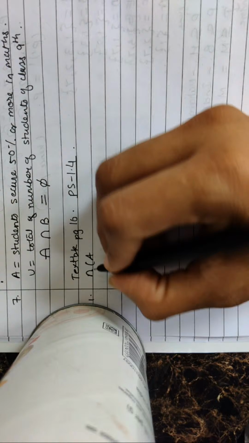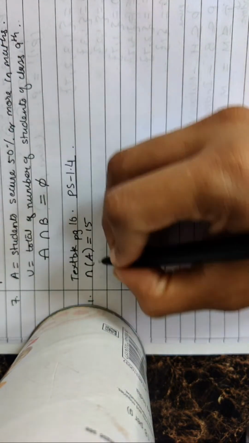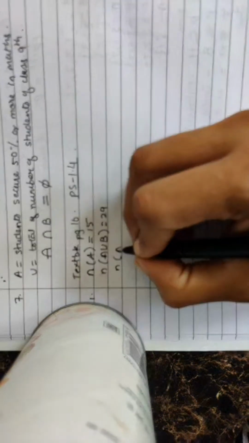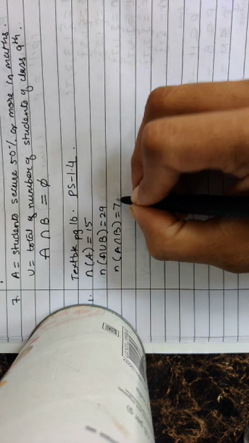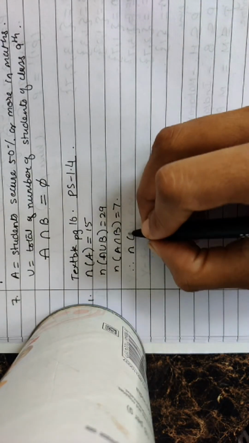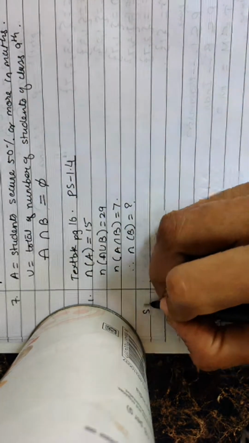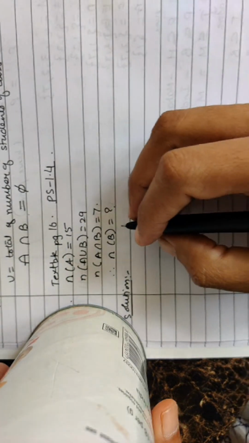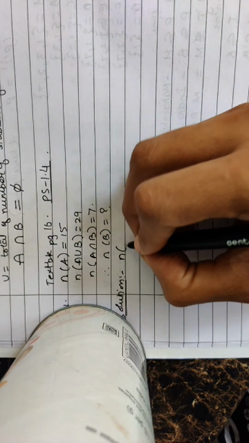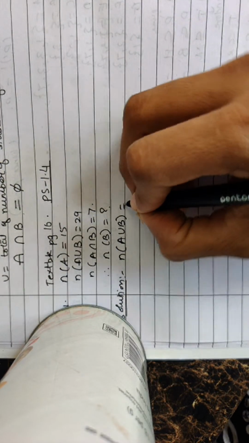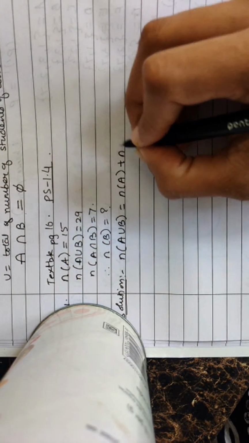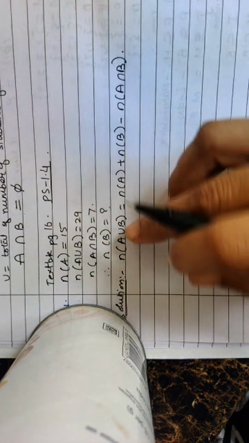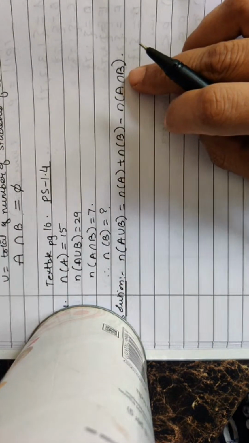Here we will read it. Number of elements in A is 15, number of elements in A union B is 29, and number of elements in A intersection B is 7. And the question is how many elements are present in B. So for this you have to remember a formula: number of elements in A union B is equal to number of elements in A plus number of elements in B minus number of elements in A intersection B. Remember, first write the union and in the end write the intersection.